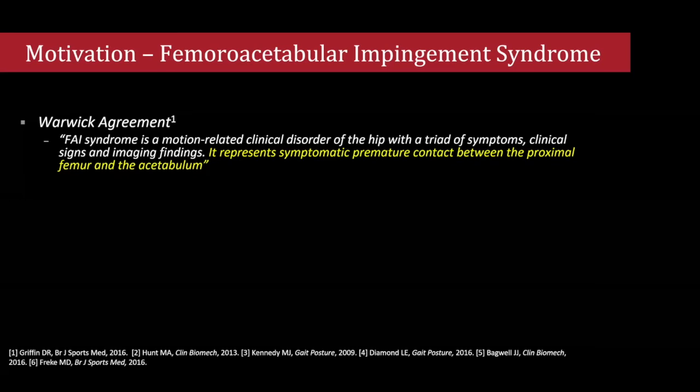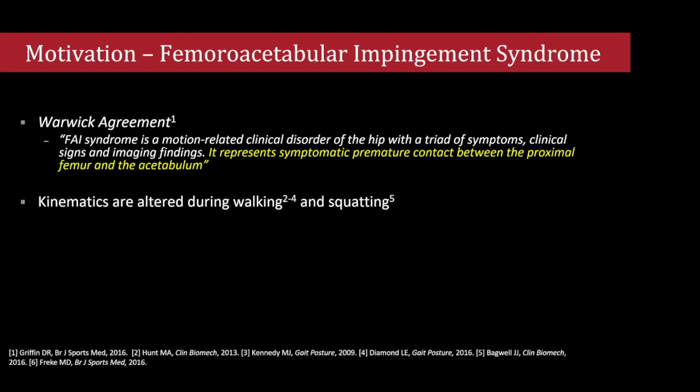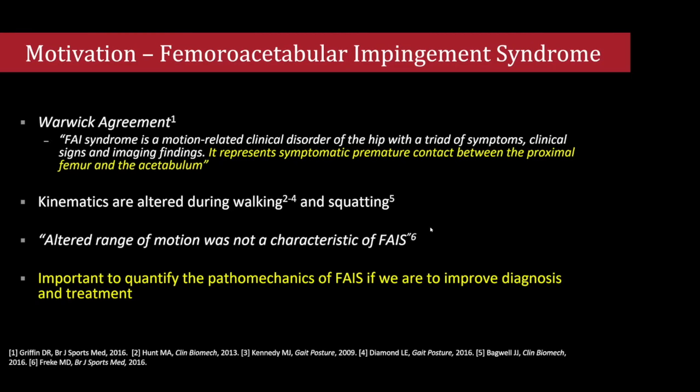What's interesting about that is that the consensus is saying there's premature contact, but really there's not a lot of data to support that, at least in vivo data. There have been some studies that suggest that kinematics are altered during walking and squatting. However, when we look at the data as a whole, a meta-analysis concluded that altered range of motion was not a characteristic of FAI, which seems to somewhat go against the concept that it represents symptomatic premature contact. So we think it's important to quantify the pathomechanics of FAI if we are to improve diagnosis and treatment.